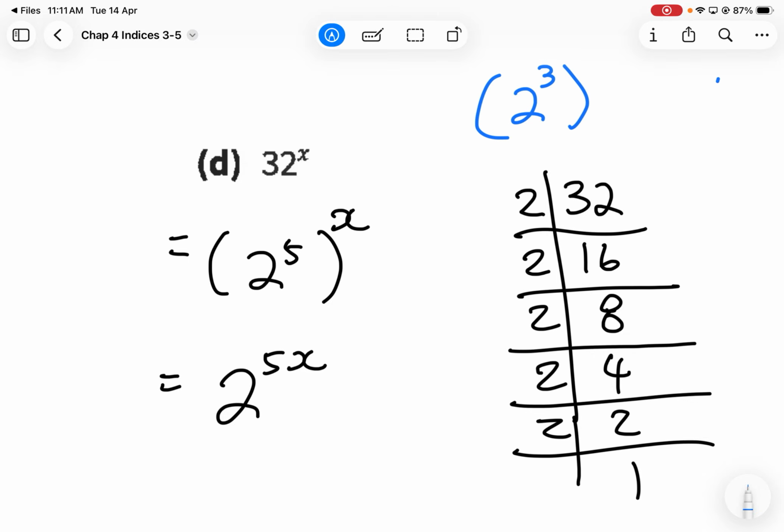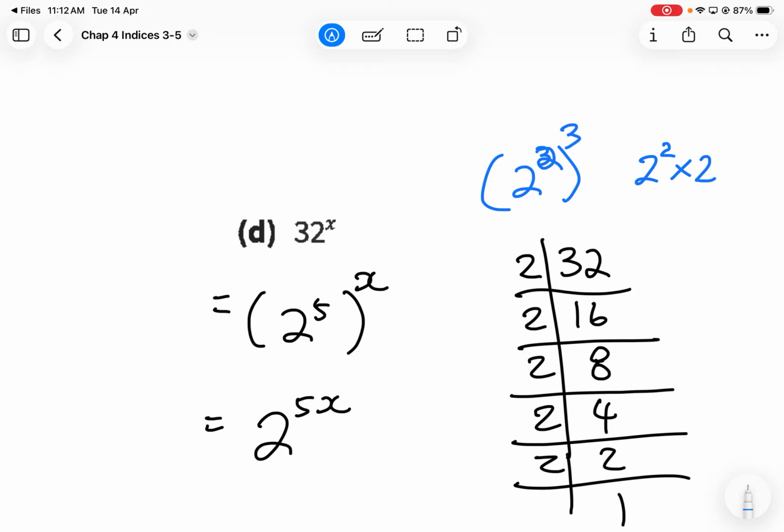Or 2 to the power of 2, then to the power of 3. What will happen? I will take 2 squared, multiply by itself 3 times. Then even if I have to break it down further, I break it down further. In the end I will have 2 to the power of 6.